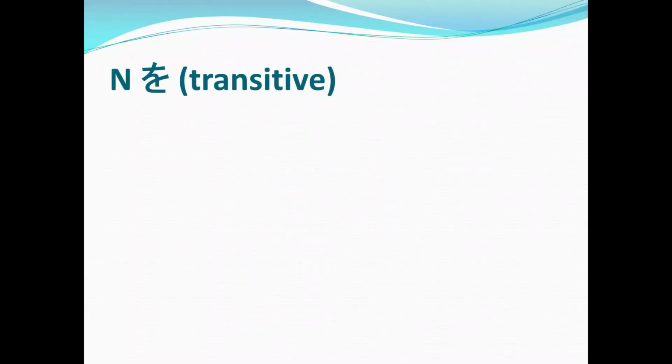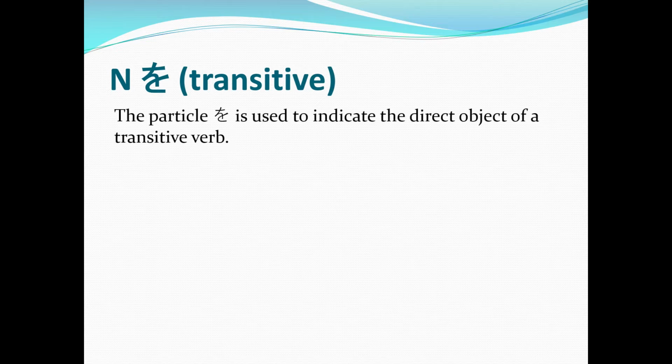So how do we use this? It's noun o and then transitive verb. The particle o is used to indicate the direct object of a transitive verb. Now take note that this is written as o or wo in the hiragana alphabet, but just like e, whenever you use it as a particle, it is pronounced as o. Remember that, alright? The direct object is linked to the action of the verb.